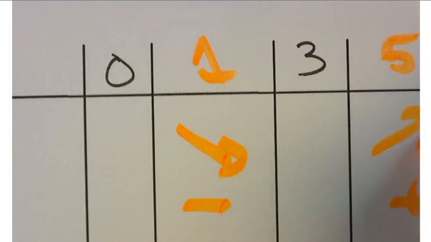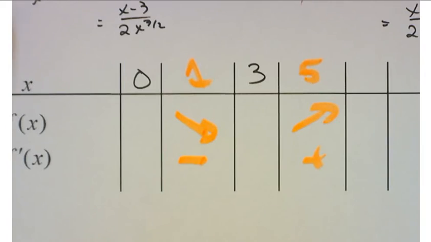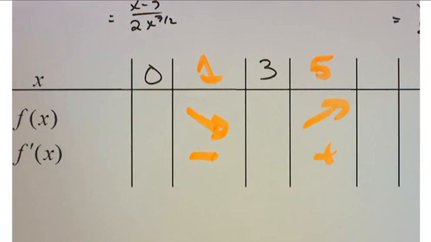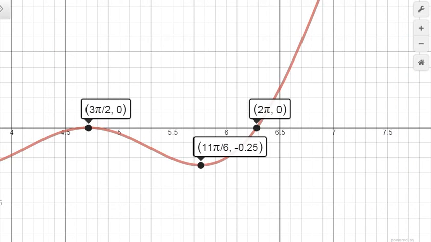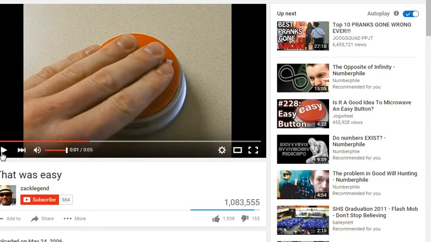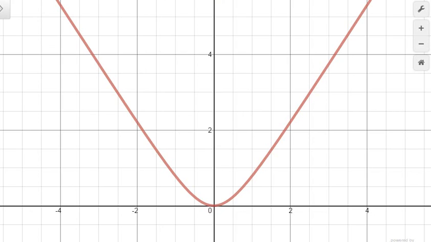decreasing and increasing. What kind of a point must 3 be? Is it going to be a minimum or a maximum? All right. And I heard a big chorus of minimums. So let's give a hand for those of you who said minimum. That was easy. Yay, good job.